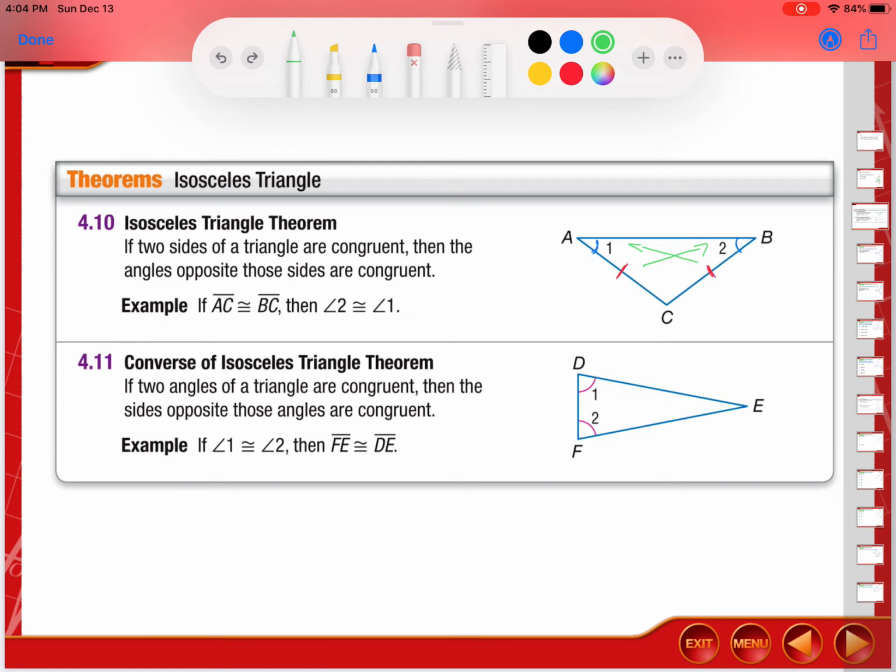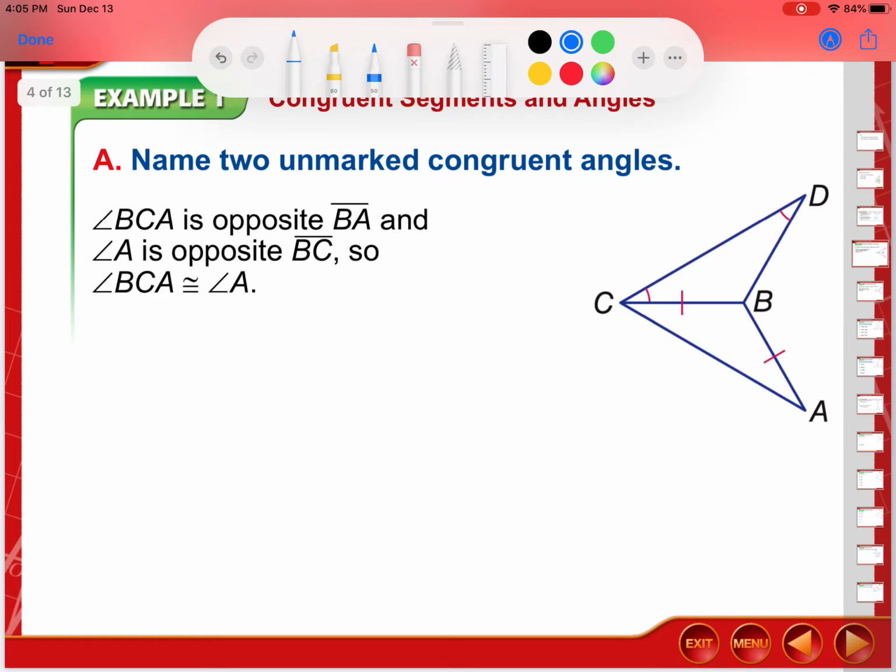So then the converse of the isosceles triangle theorem says, essentially, if two angles are congruent, then the sides opposite of those angles are also congruent. So in this case, we have angle 2. The side straight across from it would be side DE. And then we have angle 1, which is straight across from side FE. So side FE and side DE are congruent to each other. Pretty delightful stuff. Once again, these two are very important for today. Make sure they make their way into your notes.